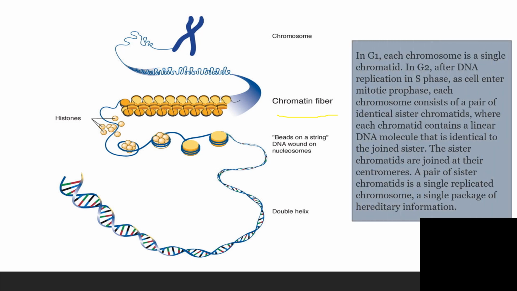In G1, each chromosome is a single chromatid, whereas in G2, after the DNA replication in S phase, as cells enter the mitotic prophase, each chromosome consists of a pair of identical sister chromatids, where each chromatid contains a linear DNA molecule that is identical to its joint sister. So the sister chromatids are joined at their centromeres. A pair of sister chromatids is a single replicated chromosome, a single package of the hereditary information.